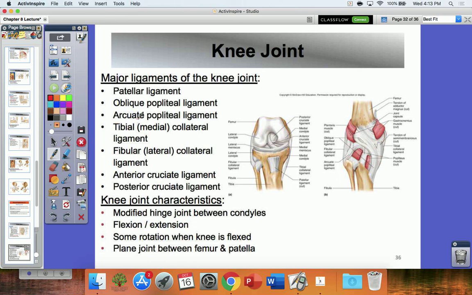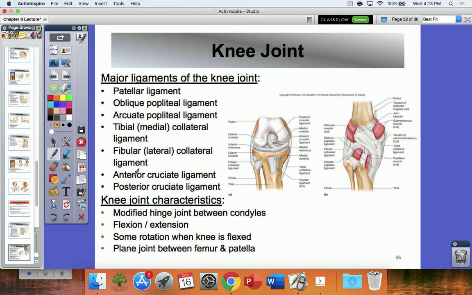Cruciate popliteal ligament, also towards the back of the knee here. Tibial medial collateral ligament. So it's the tibial, so it's towards the tibia. Medial means that it's towards the middle, but lateral means it's towards the side. So side, middle, the tibial collateral ligament is towards the side. Fibular collateral ligament is going to be on the opposite side.